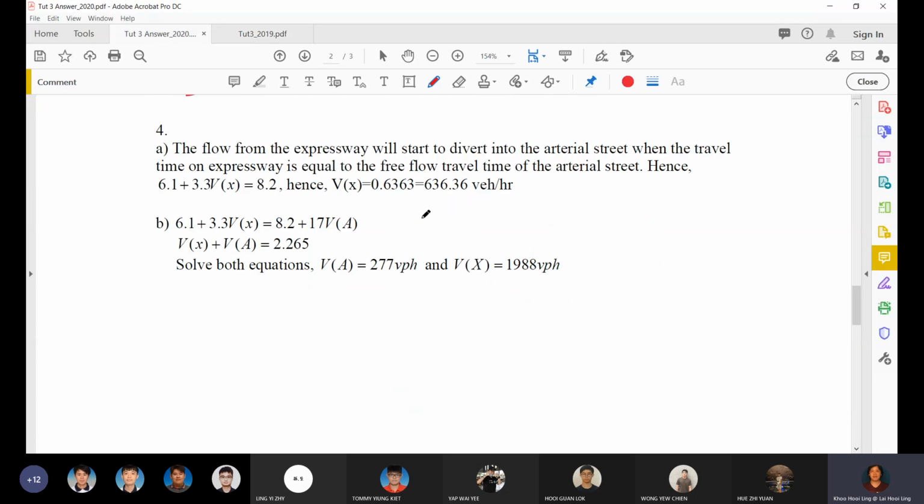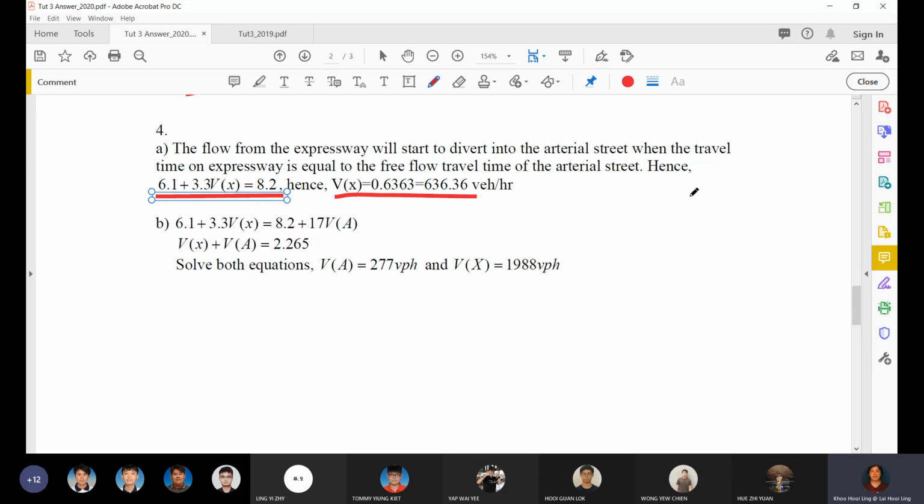So the solution here: when your travel time on the expressway is equal to the free flow travel time for the arterial street, you will get 636.36. That means if you are the number 637 driver in the system, you will start to choose the arterial street. When you choose the arterial street, its travel time will increase. So the next driver will have to see whether the expressway is faster or the arterial is faster, and then they will be assigned accordingly.